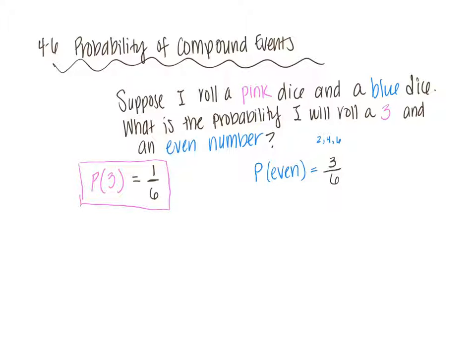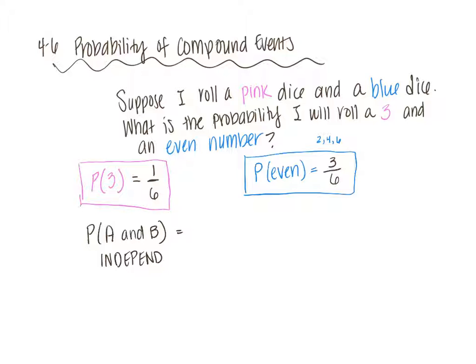So because these are independent events, there's a mathematical rule that says that if I want to know the probability of A and B, if A and B are independent, then I have to take the probability of A and multiply it by the probability of B. A was I want to roll a number on my pink dice, and B is I want to roll a number on my blue dice. They don't affect each other, they're independent, so I'm going to end up multiplying the probabilities.